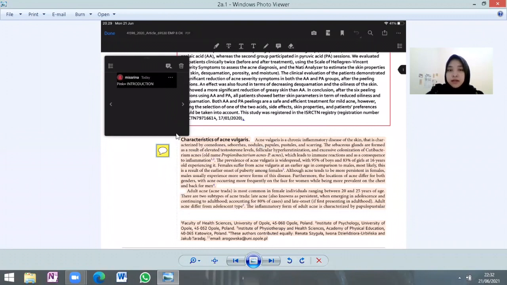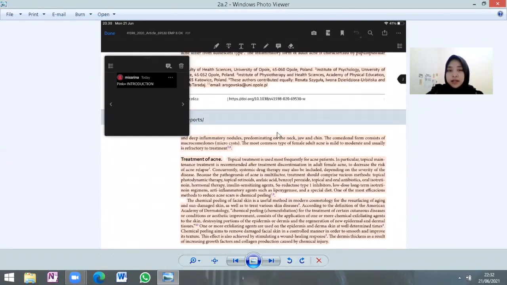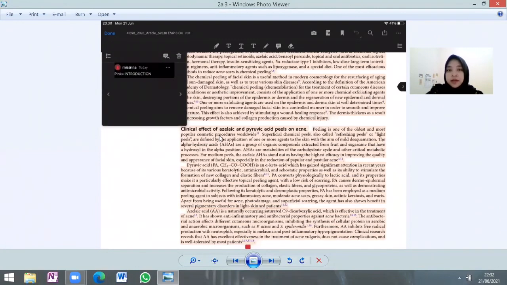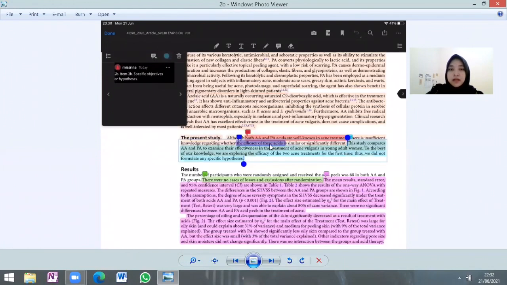Firstly, it talks about the characteristics of acne vulgaris. And then it talks about the treatment of acne. And then it talks about the clinical effect of azelaic and pyruvic acid peels on acne. Lastly, the present study. The next item, number 2B, specific objectives or hypothesis, is reported on page number 2.